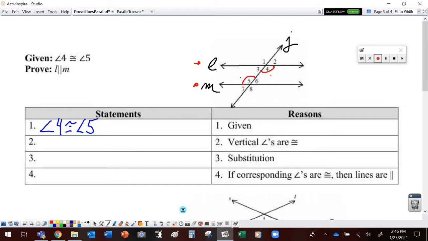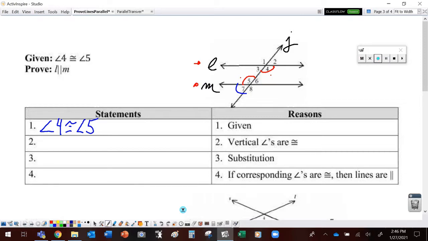I could say that angle 7 is congruent to angle 6. I could say that angle 1 and 4 are congruent. There's a lot of different options that we could use, so I need to think about what's coming next. There's going to be some substitution, and there's going to be something involving corresponding angles. So if I take a look at these angles I listed, 7 and 6, these aren't corresponding to anything. That's not going to be very helpful.